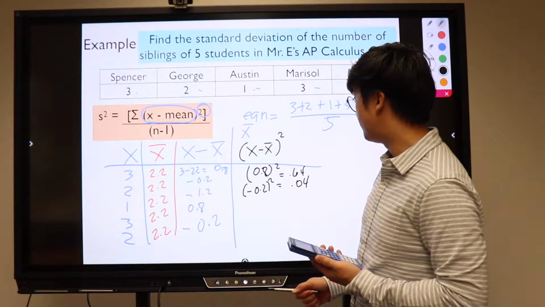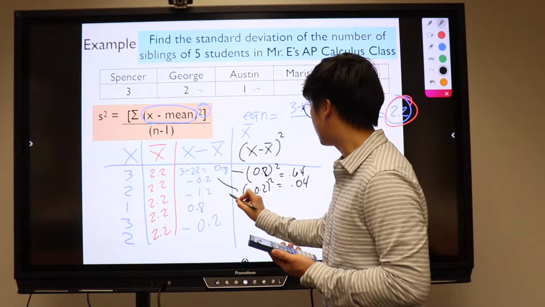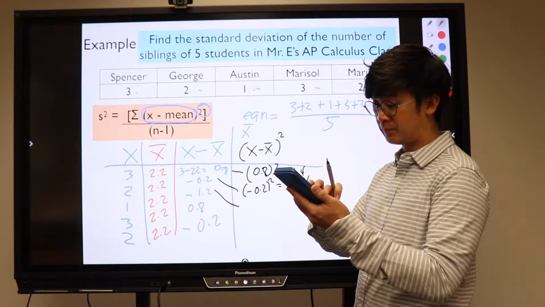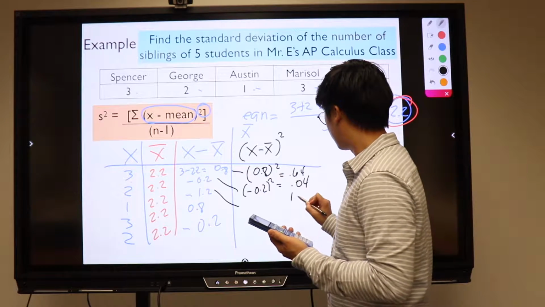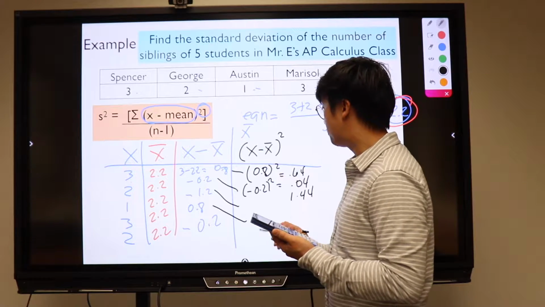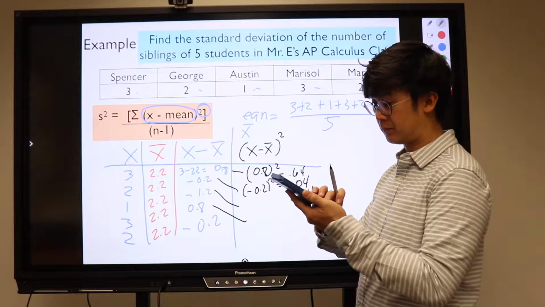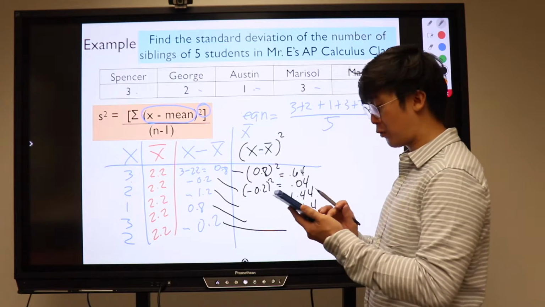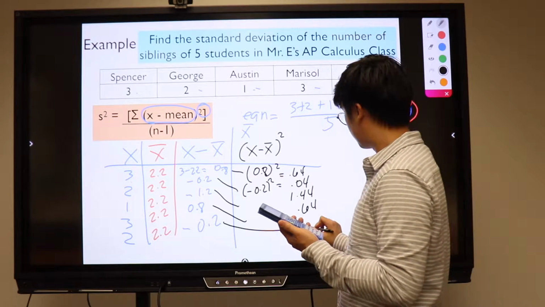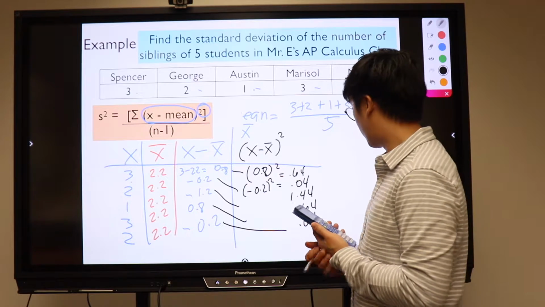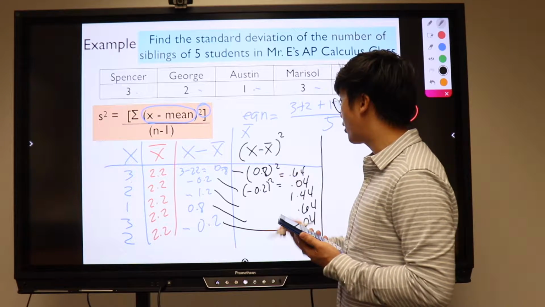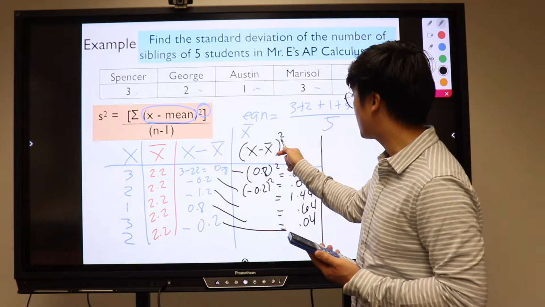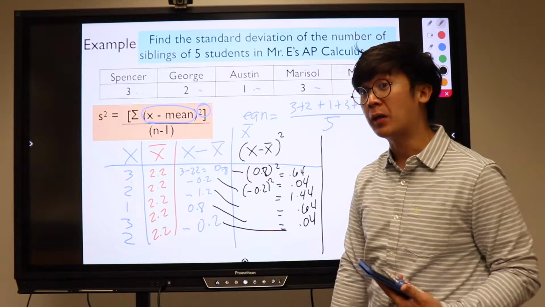And then you have, this is here, this is here. Now 1.2 squared, what is negative 1.2 squared? 1.44. And what is 0.8 squared? 0.64. And what is negative 0.2 squared? 0.04. Now, what do you notice about the fourth column? Do you see any negative signs in the fourth column? No, because you are squaring all these numbers, that's why it becomes positive.